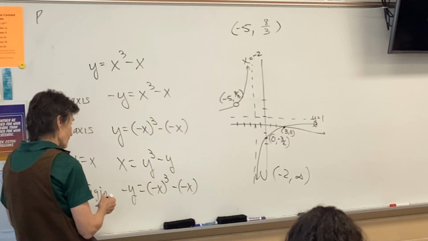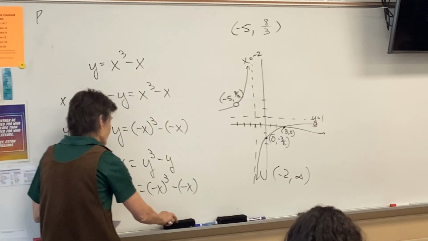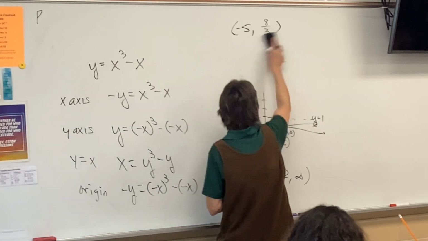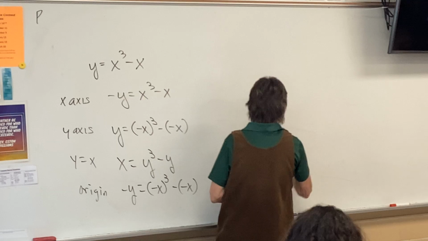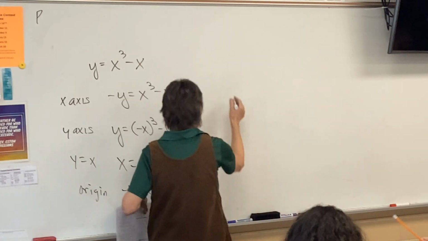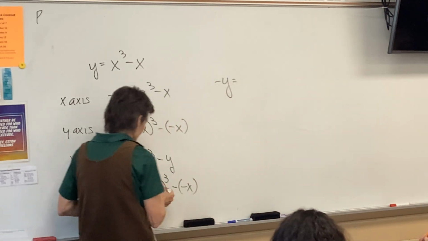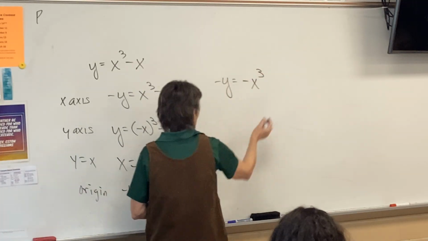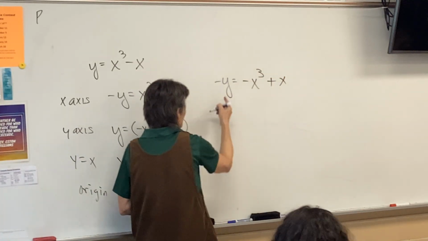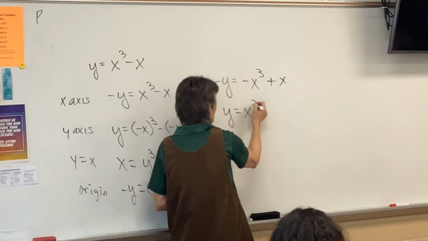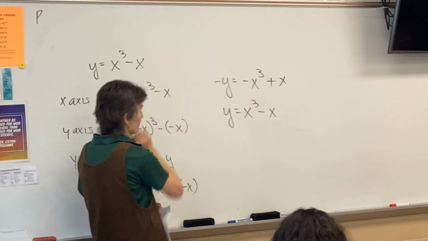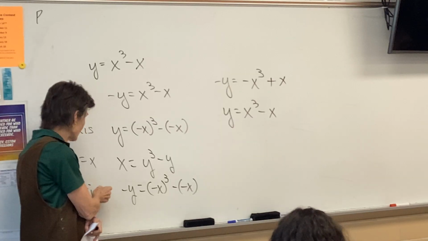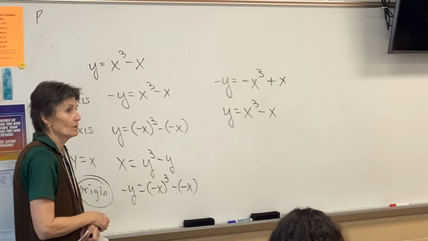Is the last. I think that's gonna work. Let me double check. There's something wrong. So I'm gonna have negative y. This is gonna be negative x cubed. And that's gonna be positive x. But when I divide out the negative, I get my original. So this one has symmetry about the origin.